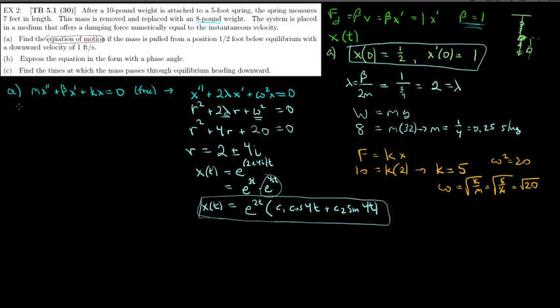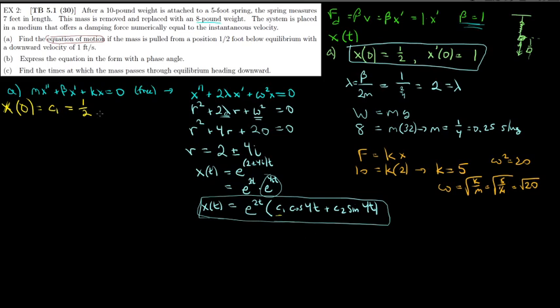So I'm going to do that over here. I hope I'm not writing too small. If I am, let me know. So x of 0 is just going to be e to the 0, which is 1, times c1 times cosine of 0, which is 1, plus c2 times sine of 0, which is 0. So this is just c1, and x of 0 was 1/2. So that tells me right away that c1 is 1/2.